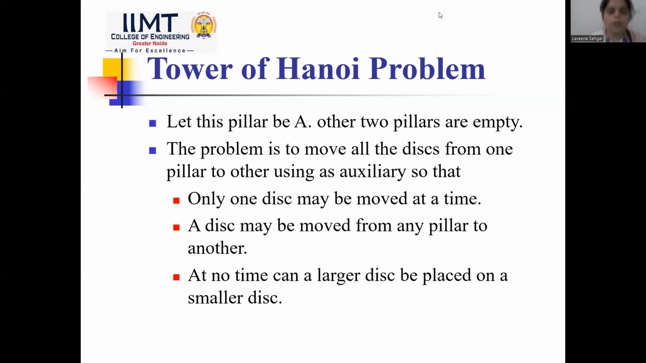So next comes the Tower of Hanoi problem. We have three pillars A, B, and C. We have to remove one disk from one pillar and move it to another. Let the first pillar be A, which contains all the disks, and the other two pillars are empty. The problem is to move all disks from one pillar to another using an auxiliary pillar so that only one disk may be moved at a time. A disk may be moved from any pillar to another. At no time can a larger disk be placed on a smaller disk.